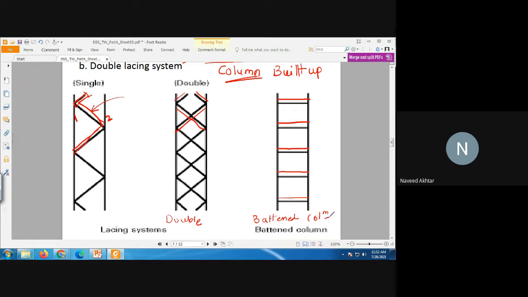So in your sheet number 3, first we have seen the lug angle, and lug angle is the additional angle to complete the connection requirement.